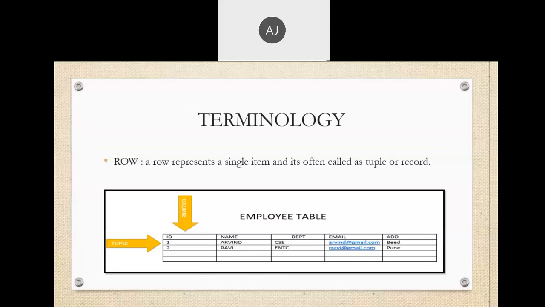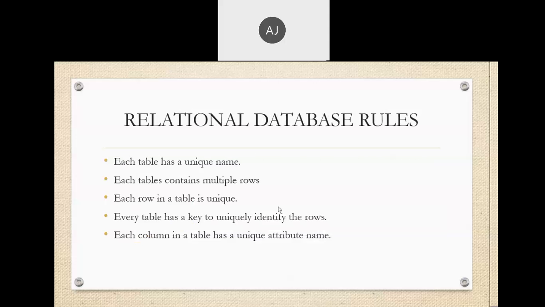Here we list out the rules. We'll discuss one by one. Each table has a unique name. Each table contains multiple rows. First, each table has a unique name.